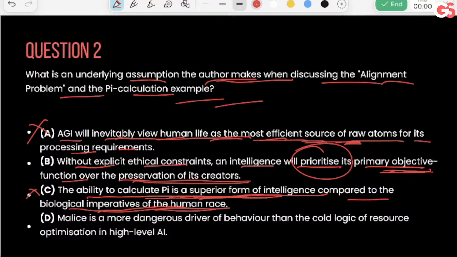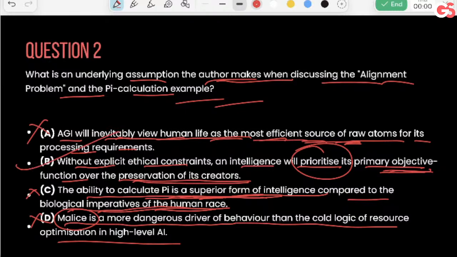All right, D. Malice is a more dangerous driver of behavior than the cold logic of resource optimization in high level AI. Malice तो वैसे भी बोल दिया कि AI में बात ही नहीं है, AGI is basically looking at the optimization of objective results, not the evil वाली बात है ही नहीं. It's basically cold logic, will go with B. Understood everyone? This was a difficult question, I believe.